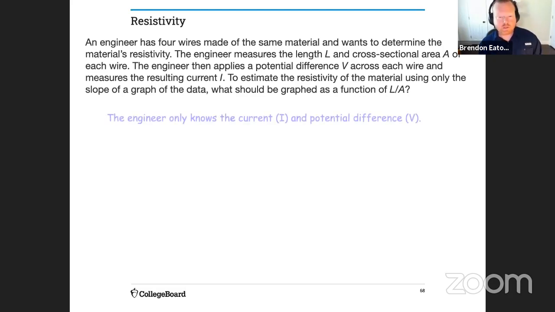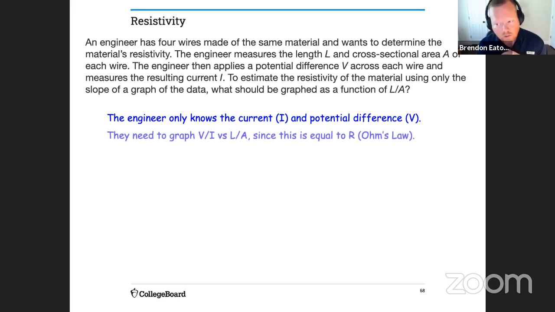So I've broken down just a brief little process here. It says the engineer only knows the current, I, and potential difference, V. They don't know R. So to get R, you need to graph V over I versus L over A. V over I is actually equal to R because of Ohm's law. So you could go through and take that data and crunch it down and say, okay, V over I is R, or you could just graph V over I versus L over A.